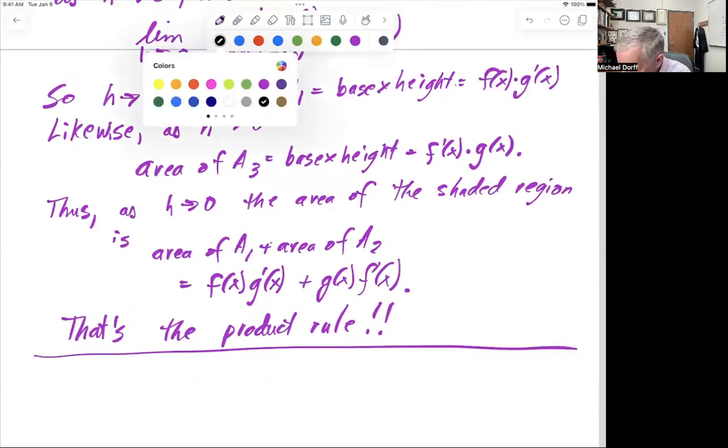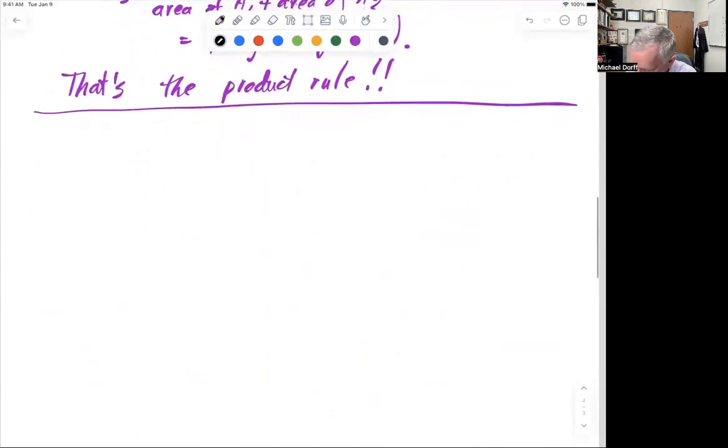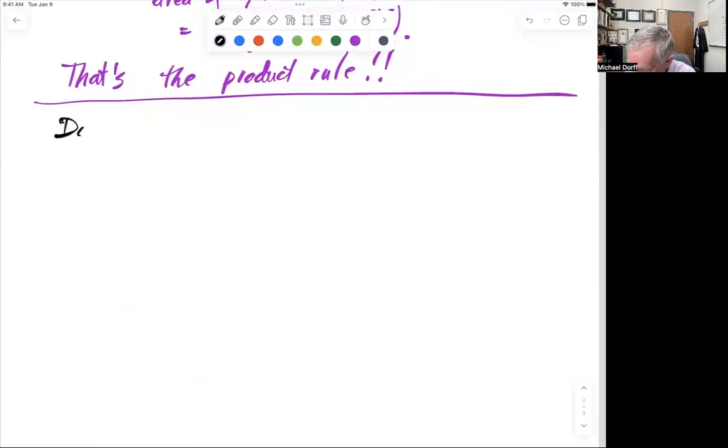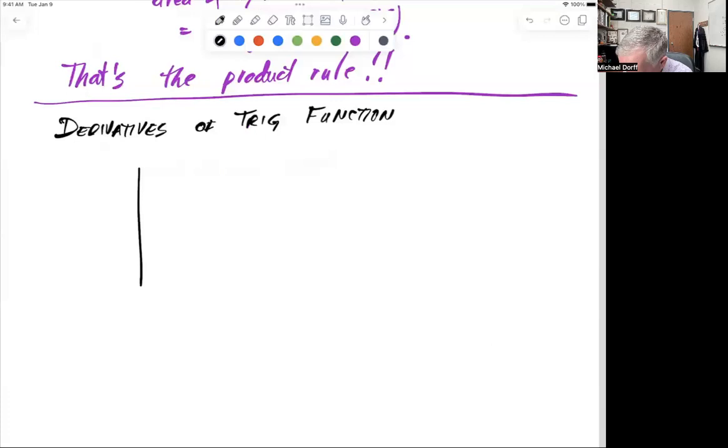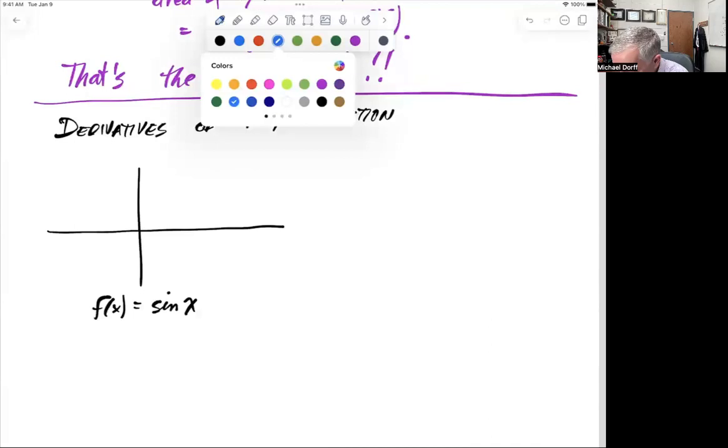Okay, now let's talk about today's idea, and that is the derivative of trig functions. All right, so let's look at the graph of some trig functions here. So let's see, what's my graph of the sine function? Let's suppose I have the sine function here, and we'll do the graph in blue.